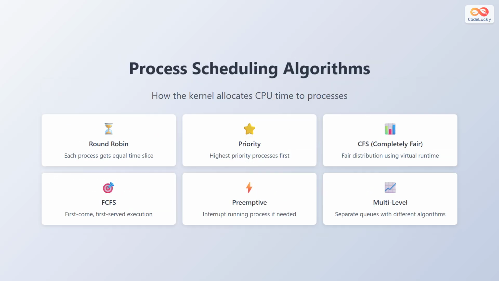The kernel must decide which process gets to use the CPU at any given moment. Round robin gives each process an equal time slice. Priority scheduling runs the most important processes first. The completely fair scheduler ensures fair distribution of CPU time based on virtual runtime. First come, first served executes processes in the order they arrive. Preemptive scheduling can interrupt a running process if a more important one arrives. Multi-level queues use different scheduling methods for different types of processes. These algorithms ensure fair and efficient use of CPU resources.